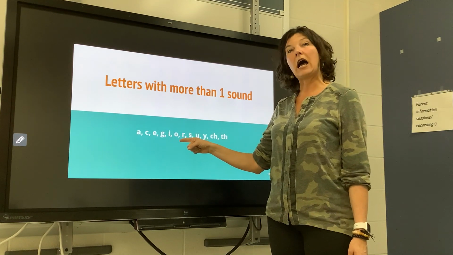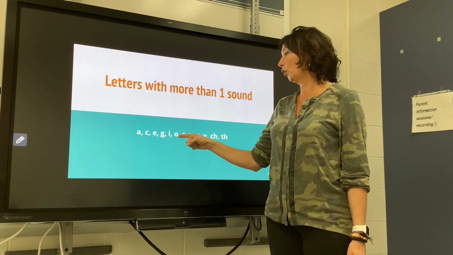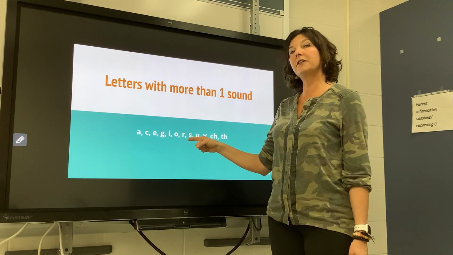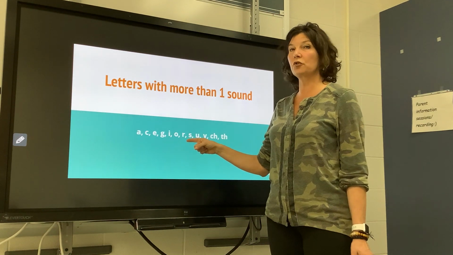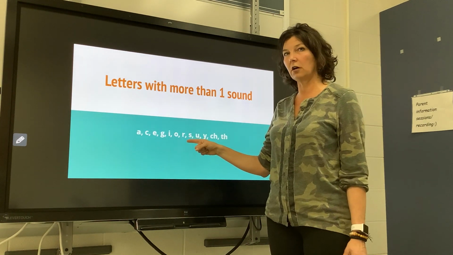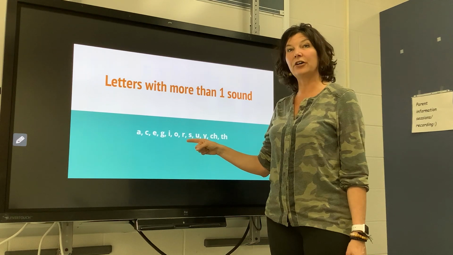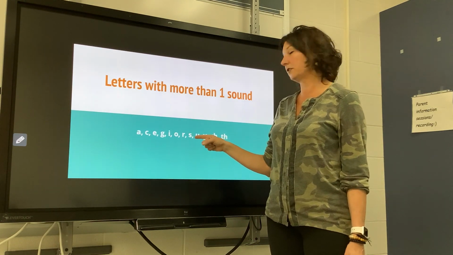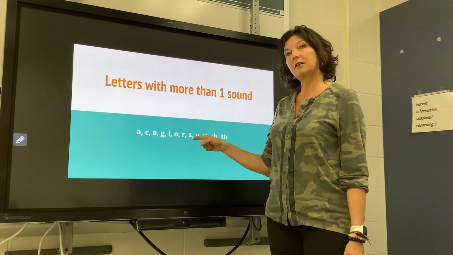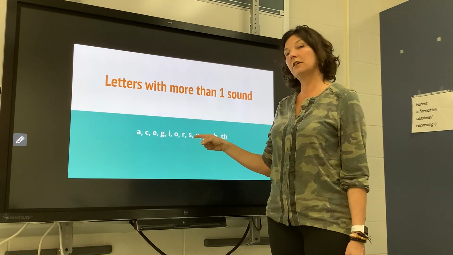I. O has many sounds depending on if it's "or," "ar," "ire." There's a lot of different sounds for R. It depends on what vowels and consonants are around it. S can also make Z.